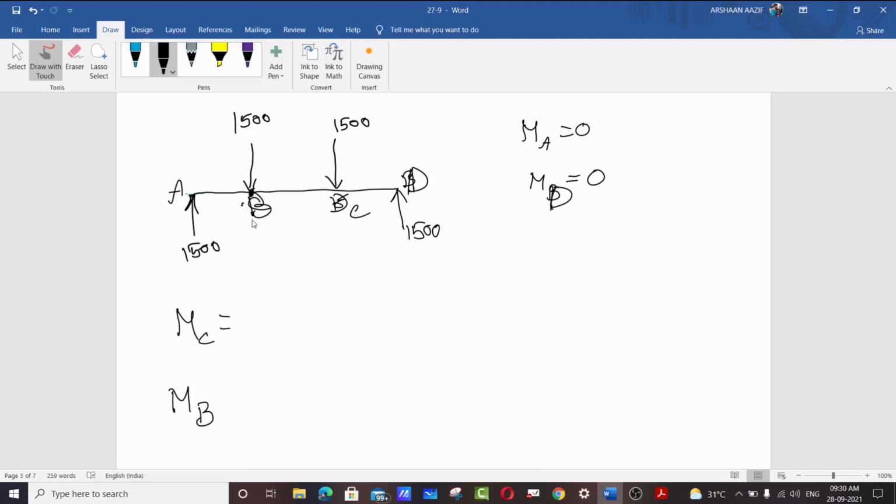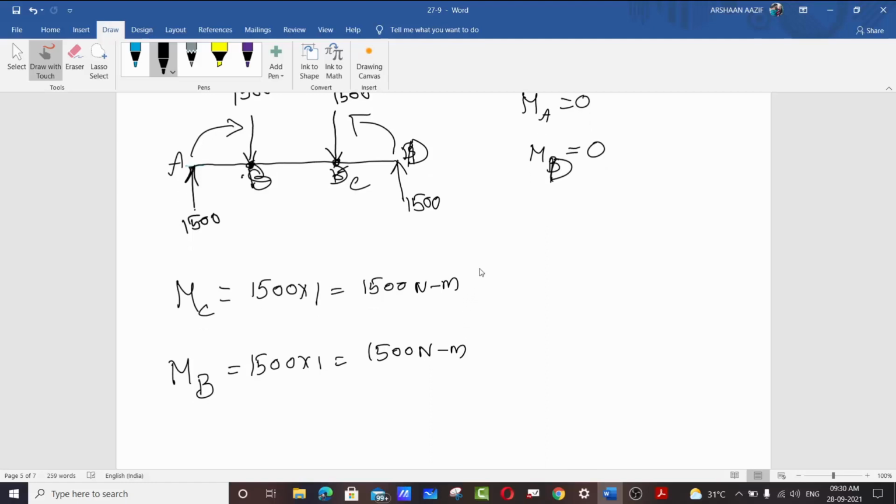So finding the bending moment at C here, since I have only one load at the right hand side, I am going to find the bending moment due to this load, which is 1500 into 1, which is 1500 Newton meter. The same way, if I find the bending moment at B, I'll have due to this load alone or the combination of this again, which will yield you the same result, is 1500 into 1, which is equal to 1500 Newton meter. So I have the bending moments acting at the various point.